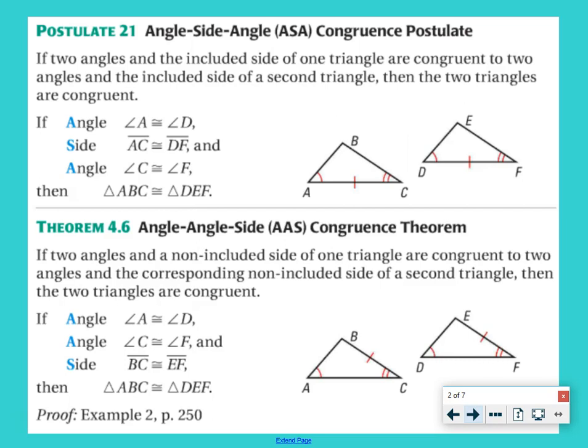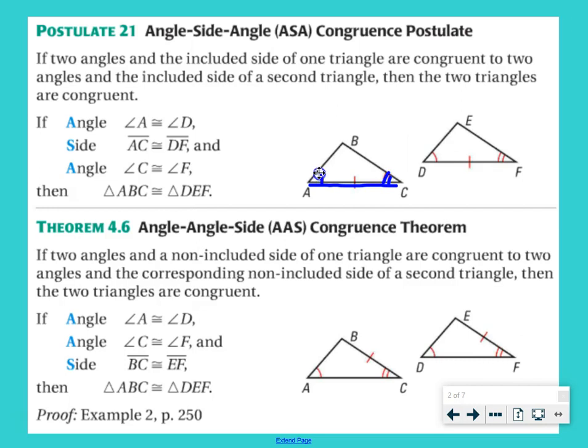We have angle, side, angle. If two angles and the included side of one triangle are congruent to two angles and the included side of a second triangle, then the two triangles are congruent. So we have to have angle, then a side, then another angle. So now the side is in between two angles.